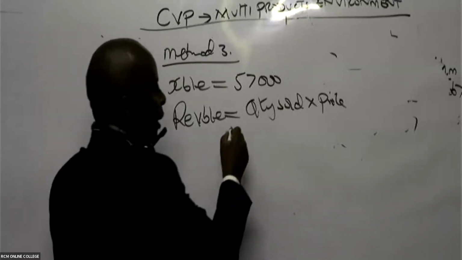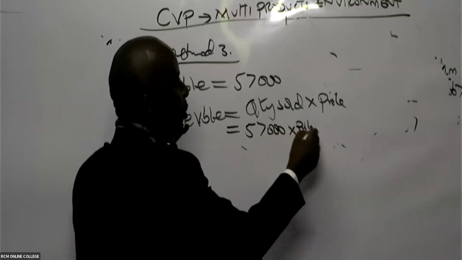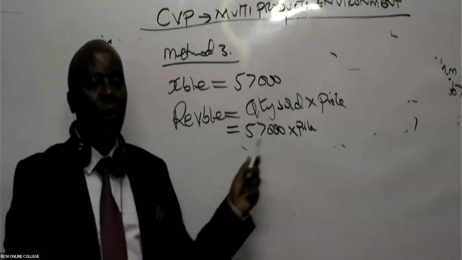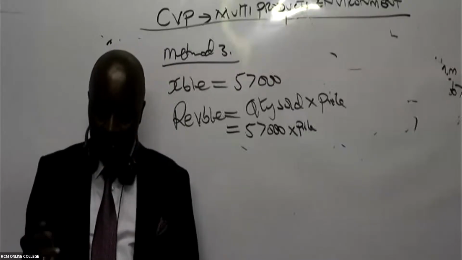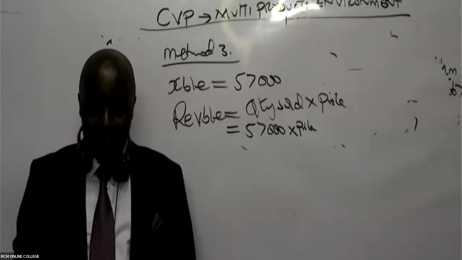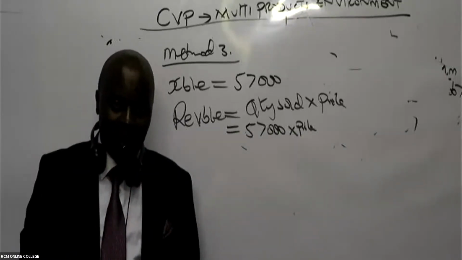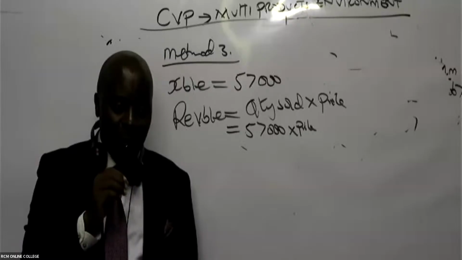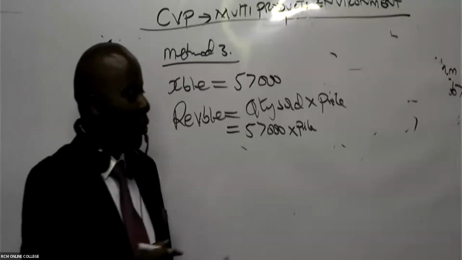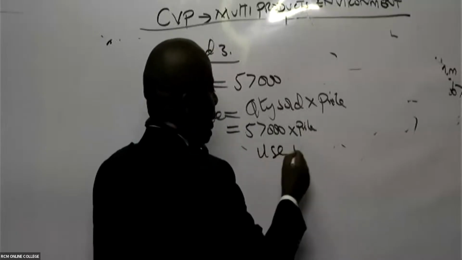I don't have a problem with the quantity sold. It is 57,000. But now I have a problem with the price. Which price am I going to use? Remember, we have two prices. Should we do picky ponky and then select one? We shall use weighted average price. Because of the multiplicity of prices here, use WAP.